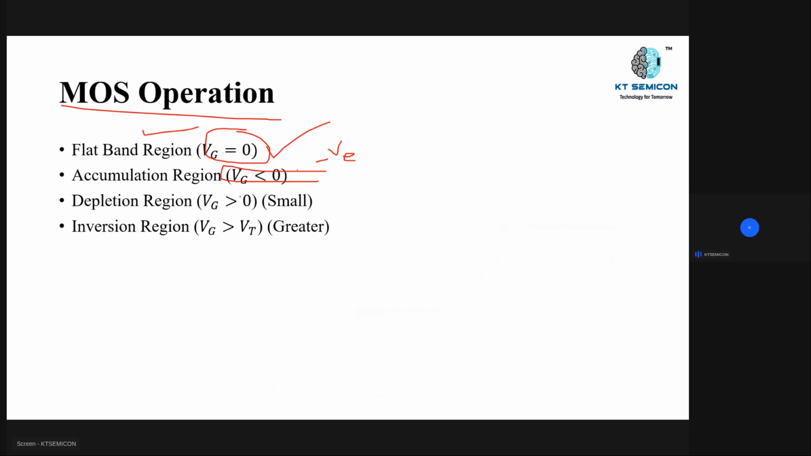After that, we are applying the positive voltage. That positive voltage is a small amount of positive voltage. So we are applying a small amount of positive voltage at the gate. We can observe some depletion region. After that, we also have an inversion region.